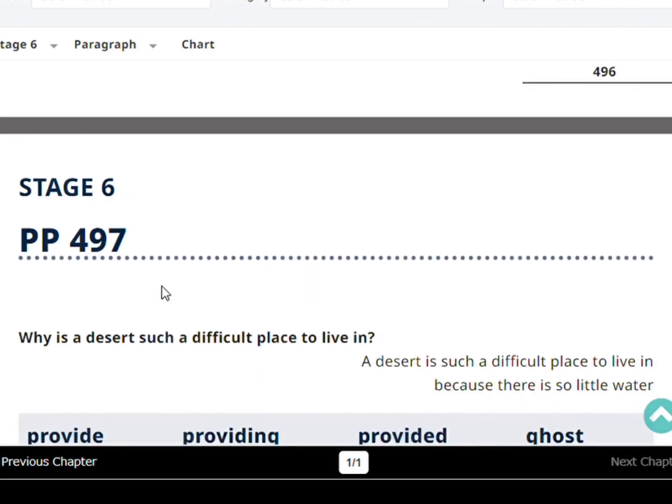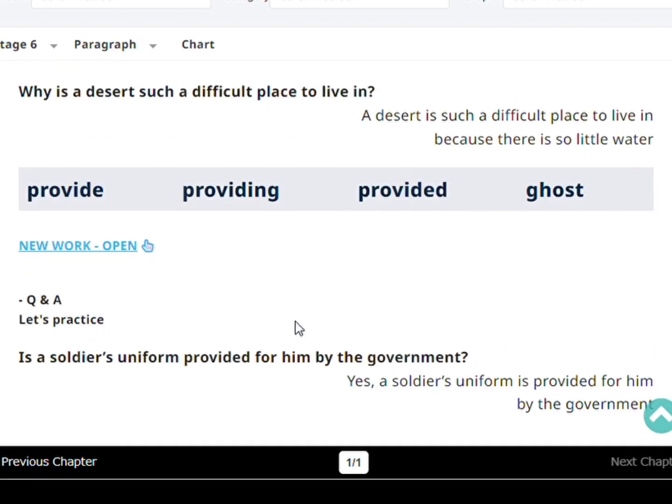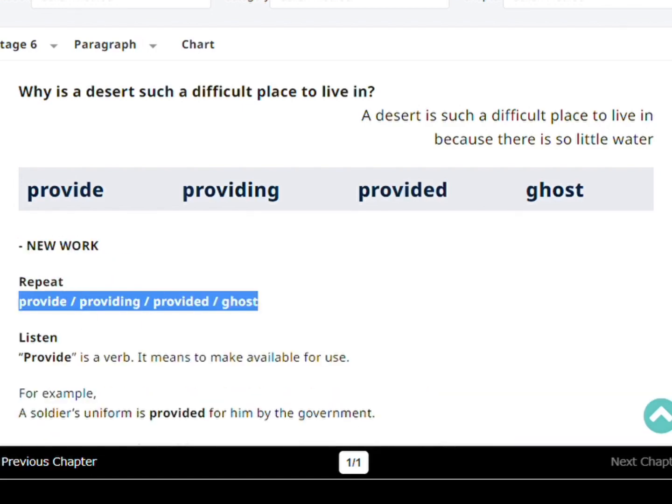Why is a desert such a difficult place to live in? A desert is such a difficult place to live in because there is so little water. Very good.